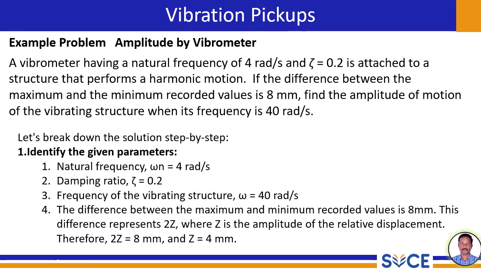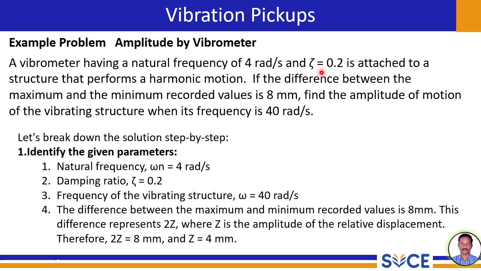Let's work through an example problem to solidify our understanding of how vibrometers work in practice. Here is a typical problem we might encounter: a vibrometer with a natural frequency of 4 radians per second and a damping ratio of 0.2 is attached to a structure undergoing harmonic motion. If the difference between the maximum and minimum recorded value is 8 mm, we need to find the amplitude of motion of the vibrating structure when its frequency is 40 radians per second.